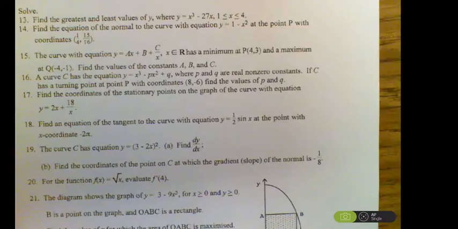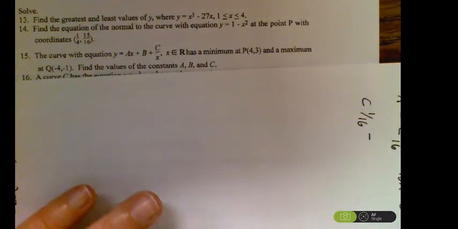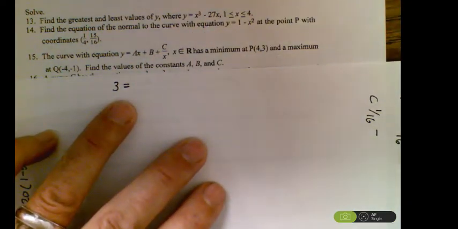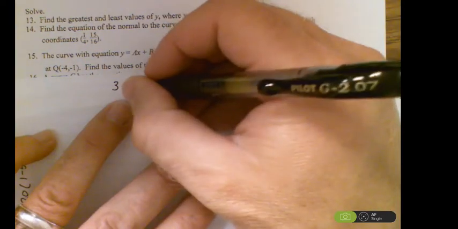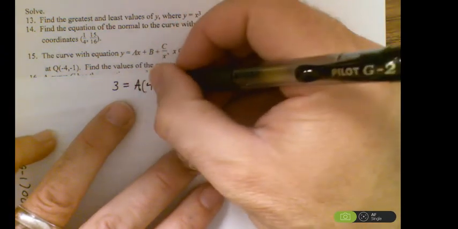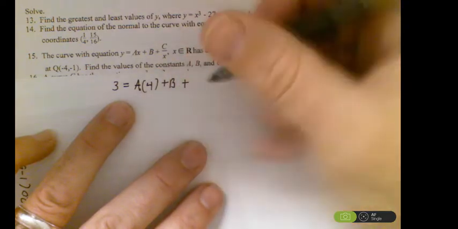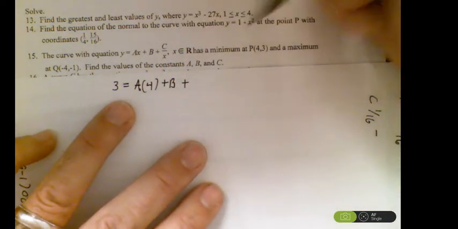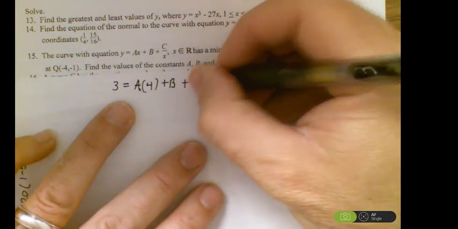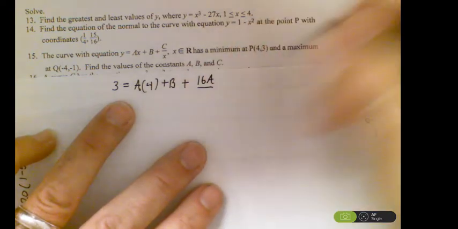So let me move over here to some clean area on my page. I'm going to plug in the 3 for y. On this one, remember we said before that c equals 16a, so that's something else I'm going to be able to sub in. So for the a, I'm replacing the x with a 4. And again, that c is going to become 16a, over 4.